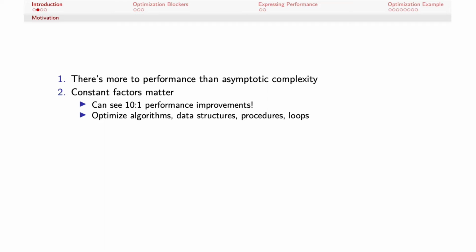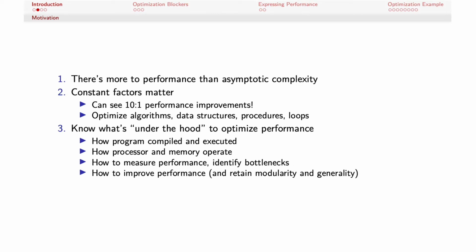So we want to optimize our various algorithms, we want to optimize data structures, we want to optimize procedures and procedure calling, we want to optimize loops. All those kinds of things are implementation details in some sense of a particular algorithm itself, but they all can contribute to making our programs go faster. We do want to know what's under the hood in order to optimize their performance.